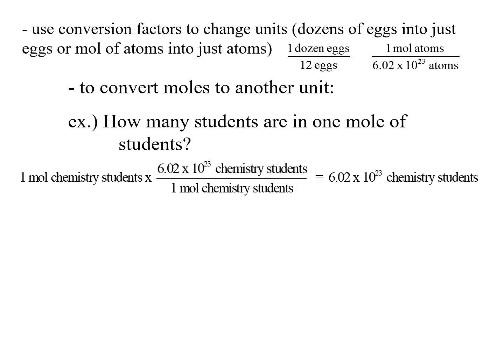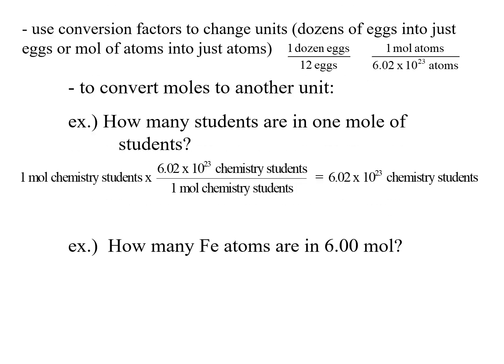The given in this problem is 1 mole chemistry students. And we're going to multiply so that our moles of chemistry students cancels out, and we put on top what they're equal to, which is 6.02 times 10 to the 23rd chemistry students. And of course, the answer is 6.02 times 10 to the 23rd because you're just taking 1 times that number. That looks like a lot of work for a problem like that, because that problem is really simple.